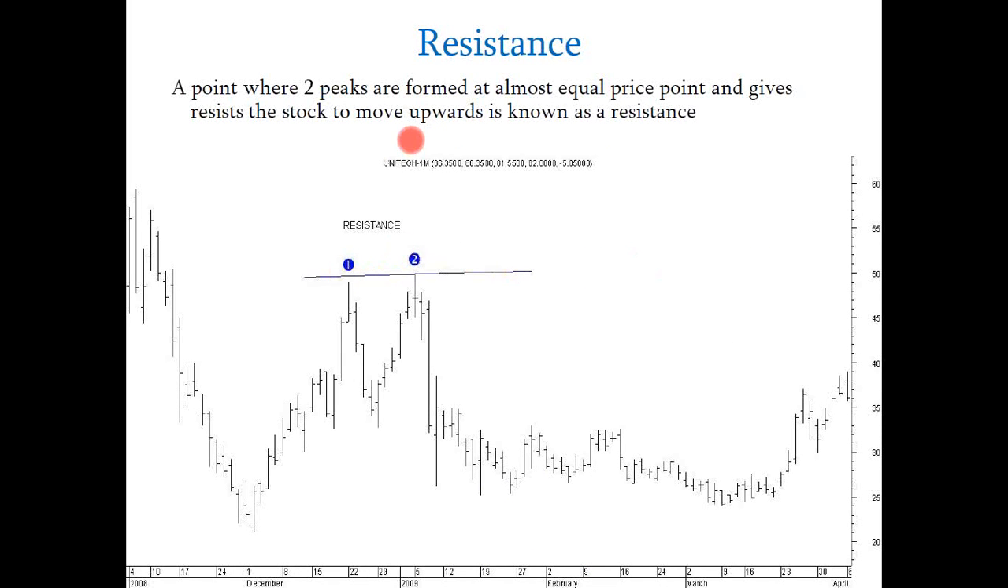Now let us see what a resistance is. On this slide, we will be seeing what a resistance is. This is the first resistance and this is the second resistance. So as you can see, any price point where there is supply or selling pressure on the counter and the counter stops rising is known as a resistance point.